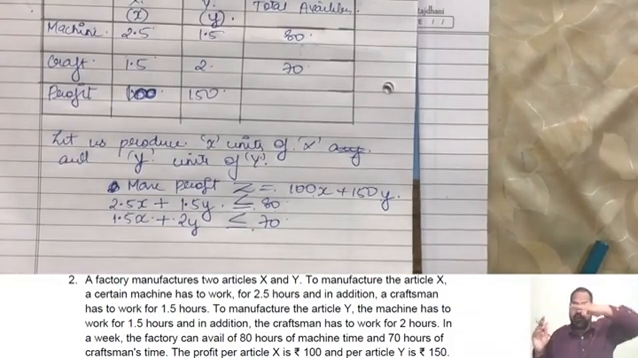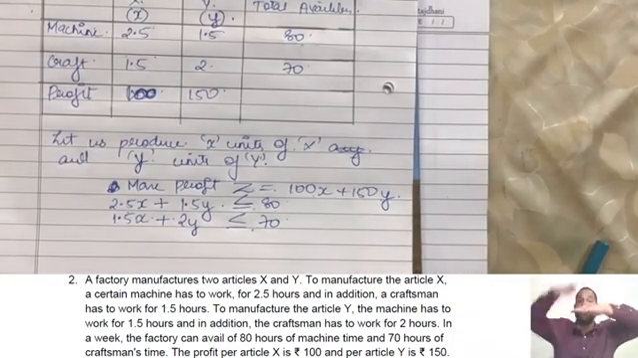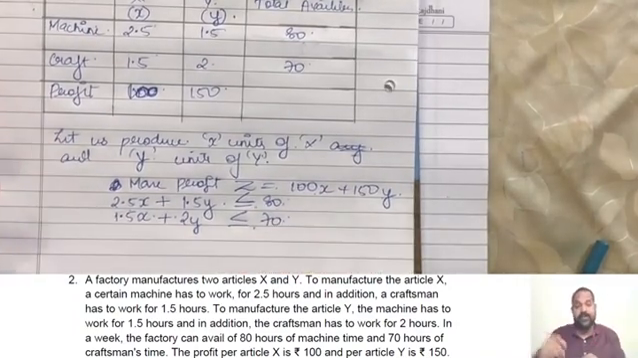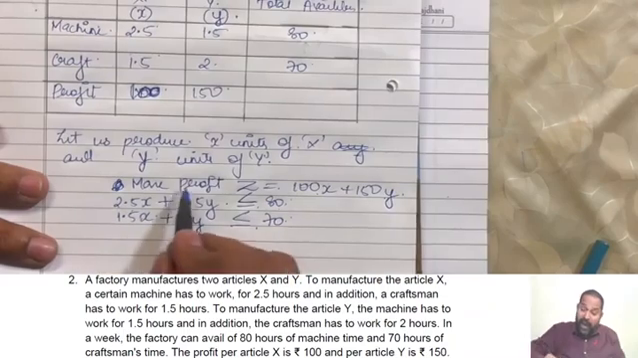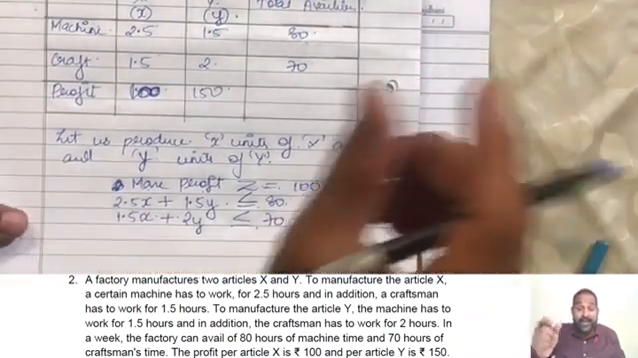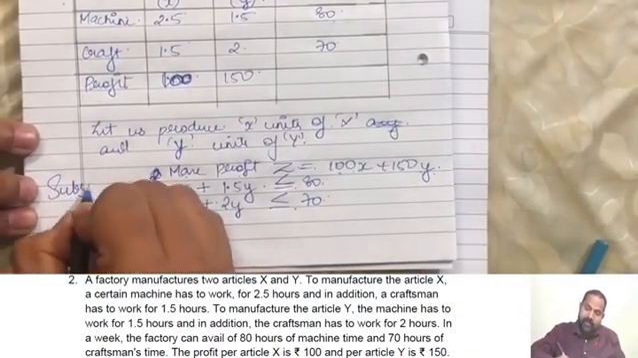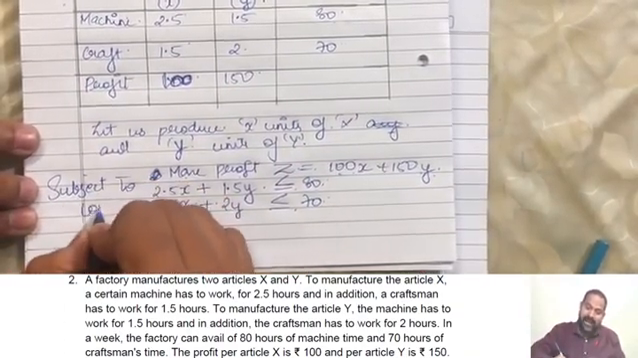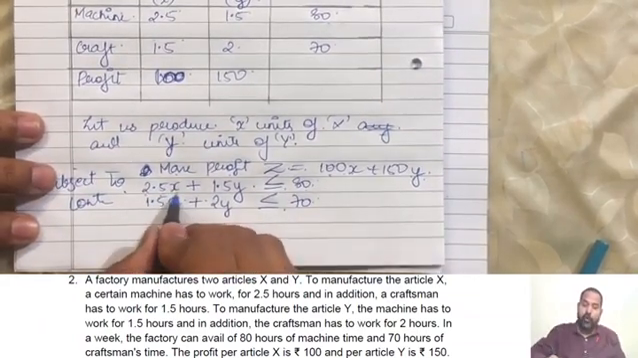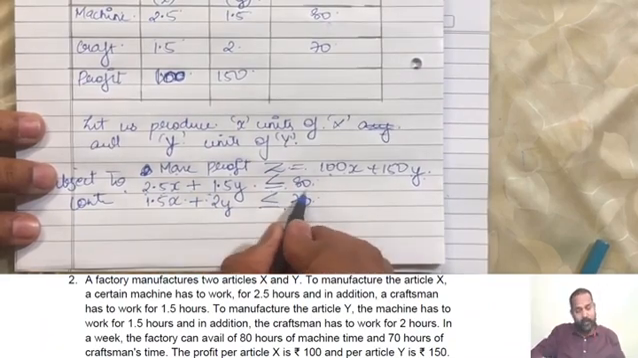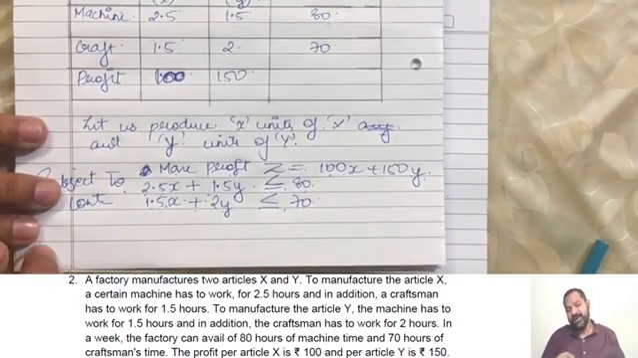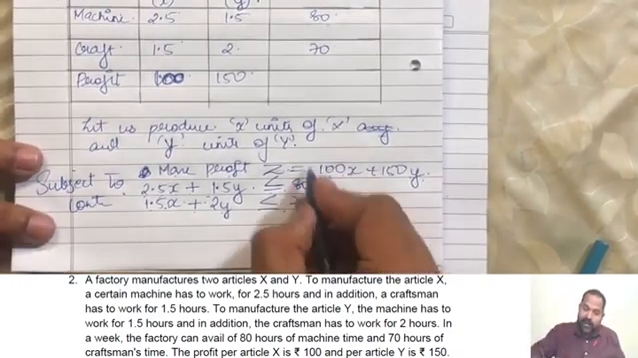So I know that profit will be high if I make more units, but the resources are saying keep it low and keep it in the limit of this 80 and this 70. So I have to maximize the profit Z, which is 100x plus 150y, but this maximization is subject to constraints. And what are the constraints? Well, the constraints are that 2.5x plus 1.5y should be less than or equal to 80 and 1.5x plus 2y should be less than or equal to 70. So choose an x and y that will give you very good profit.